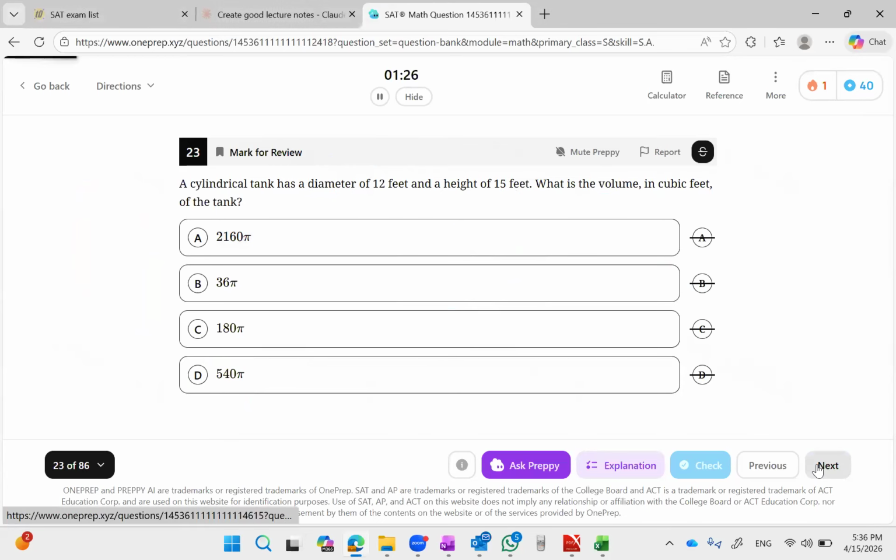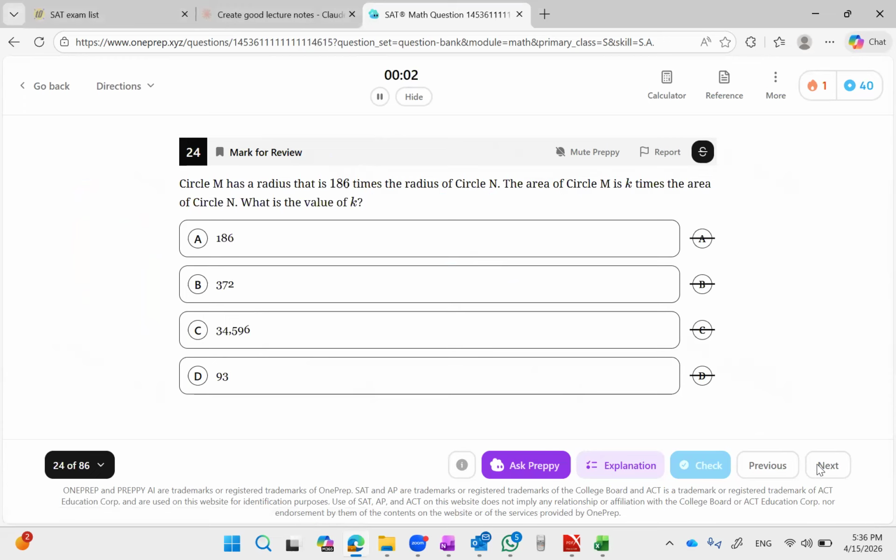Now let's go to 24. Circle M has a radius 186 times circle N. Oh, this is what I'm talking about. We spoke about the ratio between the length and the perimeter, and we said that the ratio between the length and the perimeter are the same. But now, circle M has a radius that is 186 times circle N. So if this is circle M and this is circle N, the ratio between the first radius to the second is 186 to 1. Then the area of circle M is K times the area of circle N.